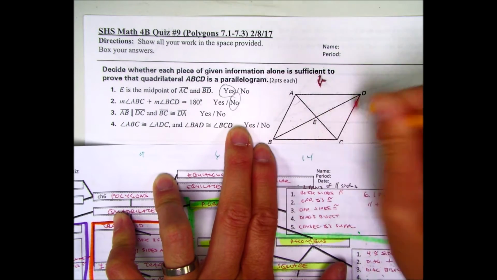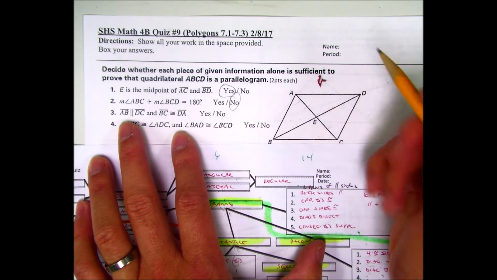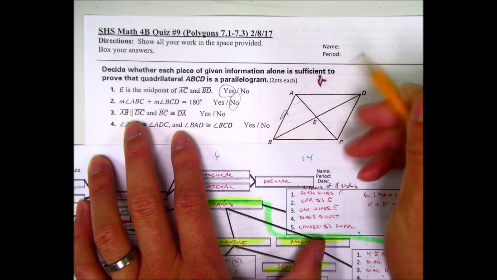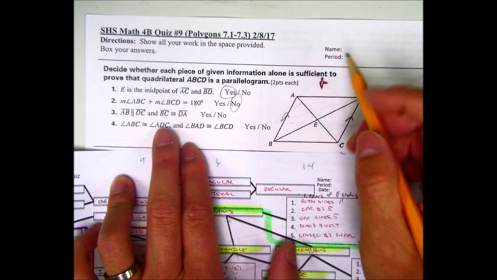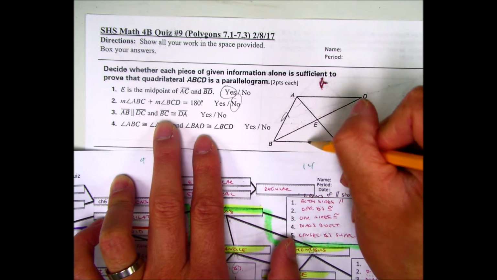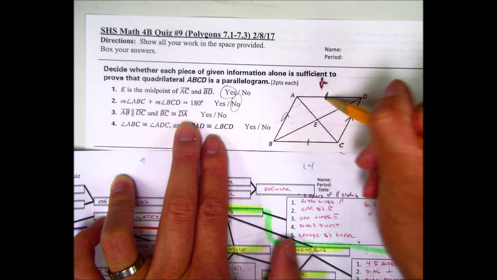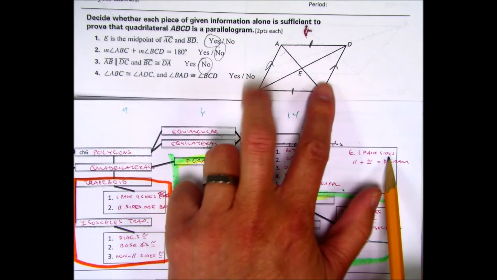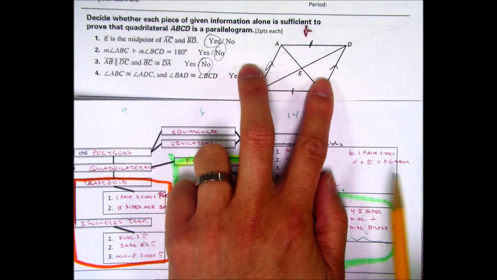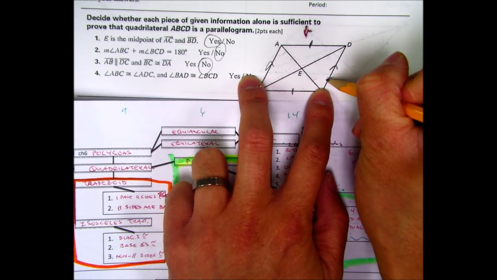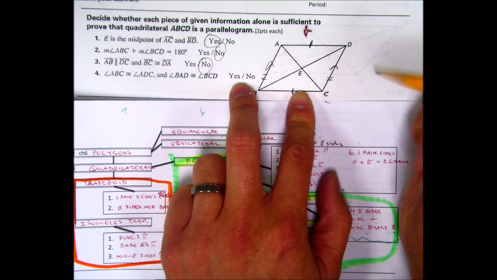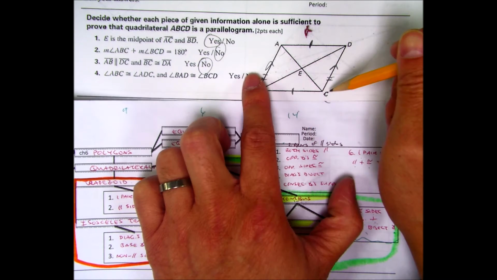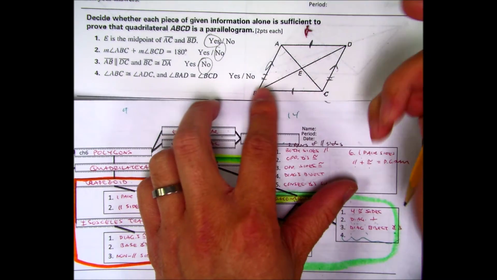Question number 3, AB is parallel to DC, and BC is congruent to DA. And the answer for that one is no. The reason why it's no is because for this one right here, you need one pair of sides that is both parallel and congruent. So if I put marks on this one, then that would be a parallelogram. Or you move these over there, or you move the parallel lines up there. So it has to be the same sides, both parallel and congruent.